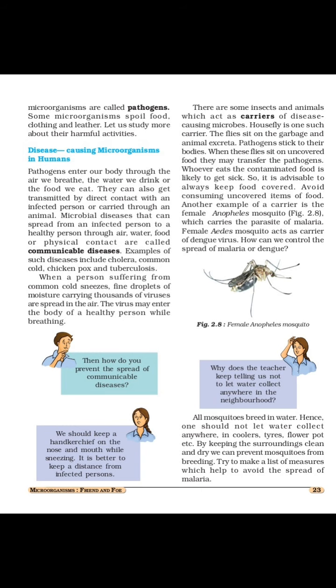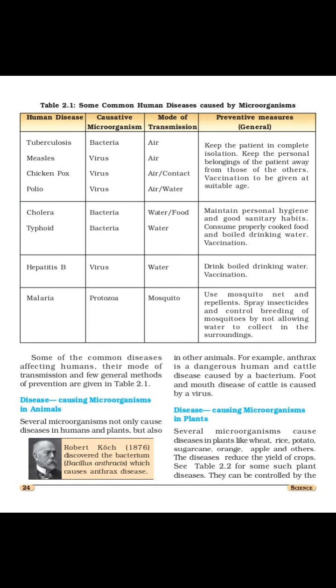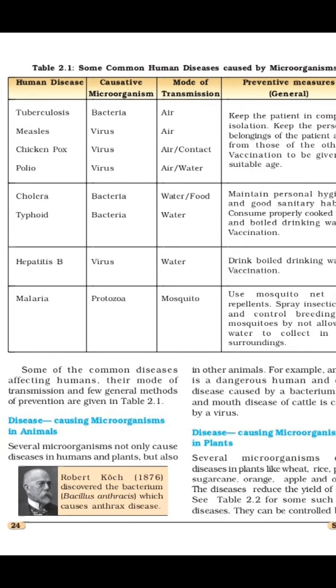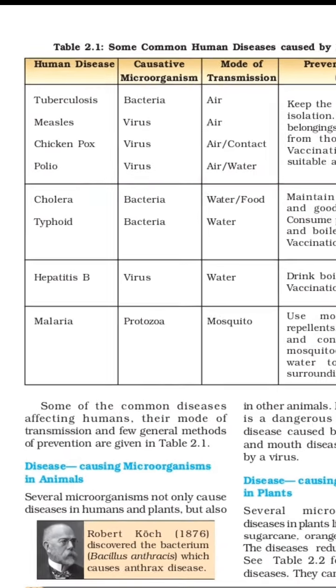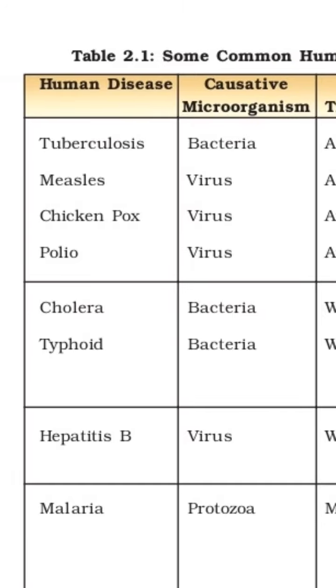Now, our next point is that one table is given there. Some of the common diseases affecting humans, their mode of transmission, and a few general methods of prevention are given in Table 2.1. We will see the table here.